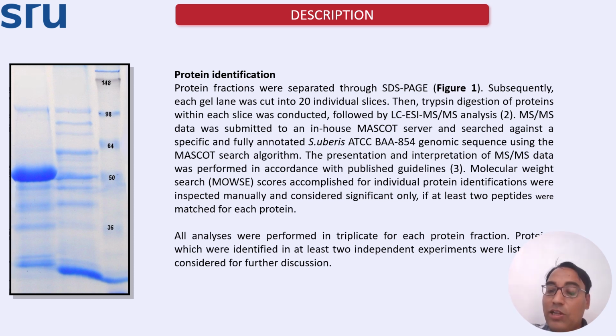A molecular weight search against the mouse database is then done for all the peptide fragments coming up. For it to be significant, at least two peptides should match, then it is considered significant. So it's associated with the p-value score, the probability score.